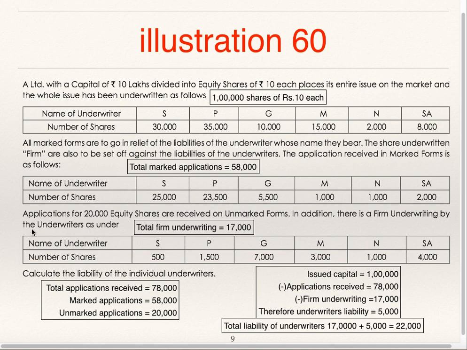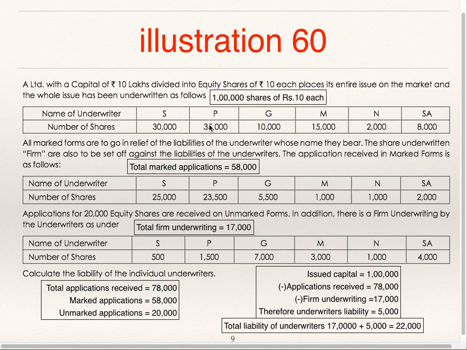Now see illustration 60. A Limited with a capital of rupees 10 lakhs divided into equity shares of rupees 10 each places its entire issue on the market and the whole issue has been underwritten as follows. Name of the underwriters and number of shares taken over by them. Capital is rupees 10 lakh. Equity shares of 10 each. That means 1 lakh shares of 10 each. 1 lakh shares into 10 makes 10 lakhs.